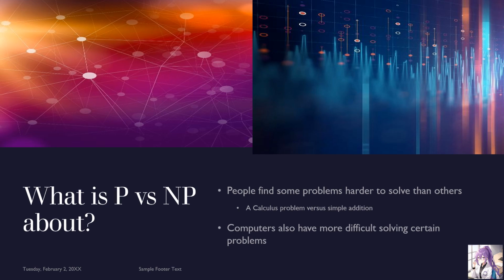If you are unfamiliar with this problem, you're probably asking what it's about, and that is a good question. Well, you do know that some people find some problems harder to solve than others. For example, a calculus problem versus simple addition, or solving a Rubik's Cube versus petting your cat when she's crawling on your shoulder. Much like humans have a hard time solving some problems and find some problems trivial, computers also have a more difficult time solving certain problems than others. And this, in essence, is what P versus NP is all about.